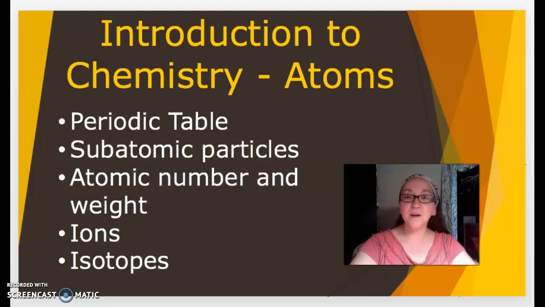All right, that's a brief overview of the important terminology to get started in biochemistry, like the atomic number, atomic weight, the subatomic particles, and ions and isotopes. So a lot of vocabulary.